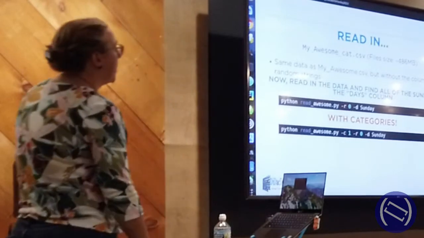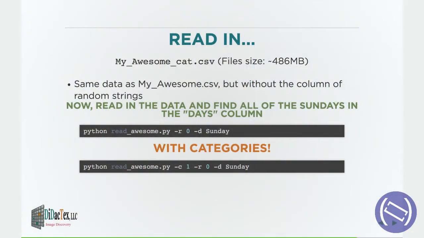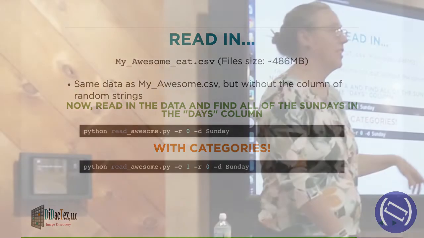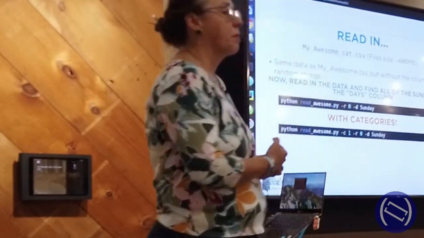So we're going to read in the data set with categories already built in, and then we're going to pull out Sunday. So we're going to read in without categories and then pull out how often Sunday occurs, and then with categories. So I don't understand what you mean by categories already built into a CSV?